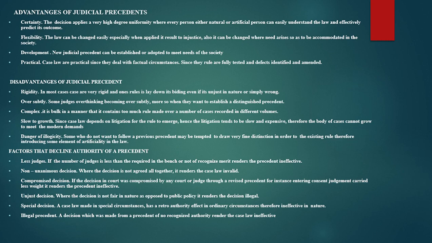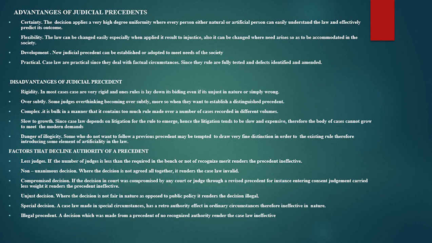Non-unanimous decision. While the decision is not agreed altogether by the judges, and some judges defect or refuse to consent or accept the precedent, it renders the case law invalid. If the judges who view the precedent as not effective outnumber the judges who view it as effective, it can be held invalid.